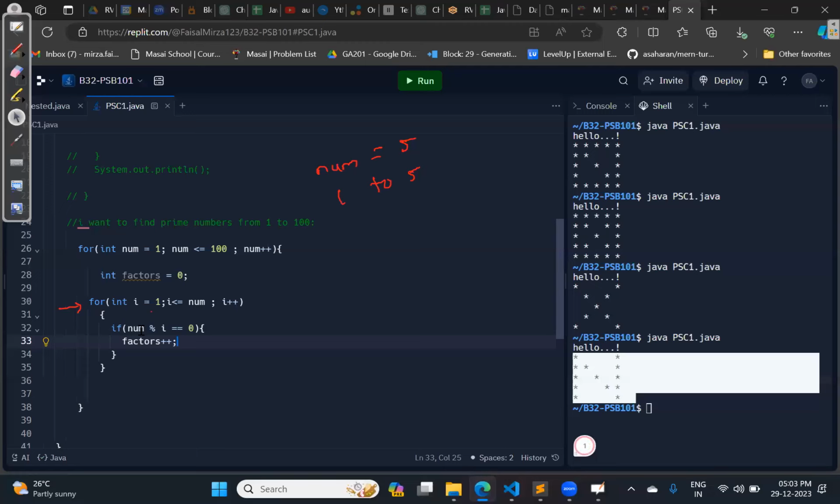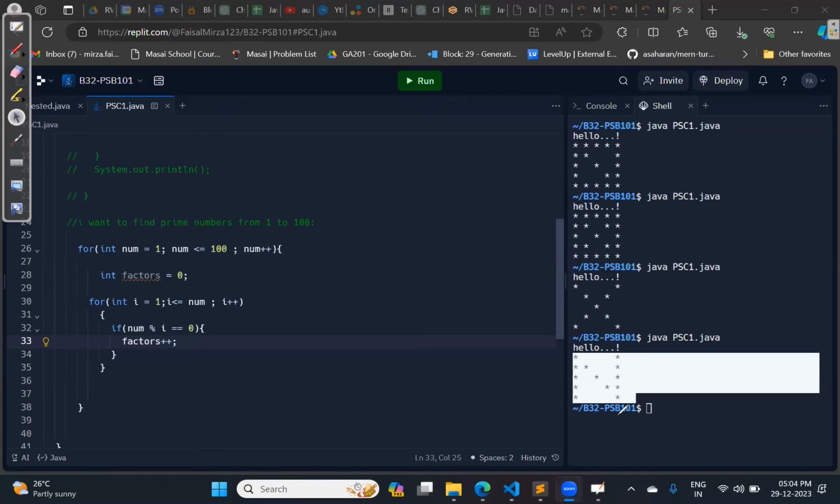Let me give you the idea again. When I run a loop from 1 to 5, I am checking whether 5 modulus I equals 0, with I from 1 to 5. I will check how many numbers divide 5 completely. If this condition is satisfied, I'm just incrementing the variable factors. Getting it?